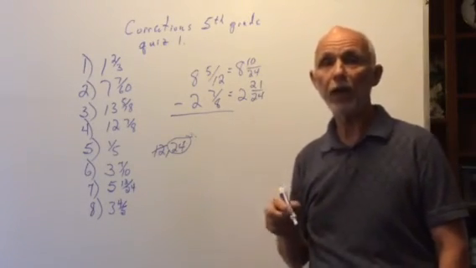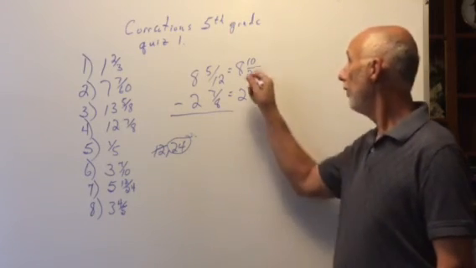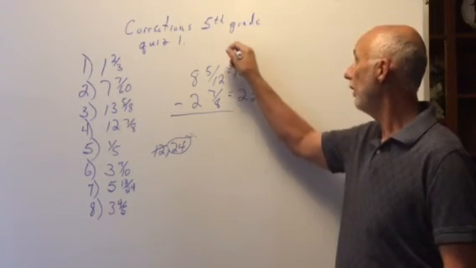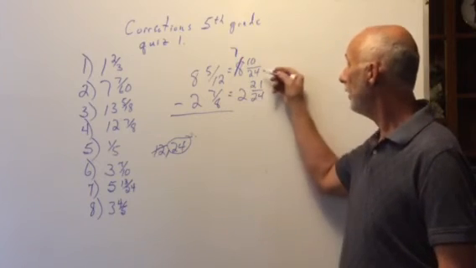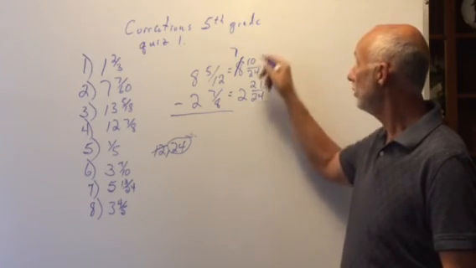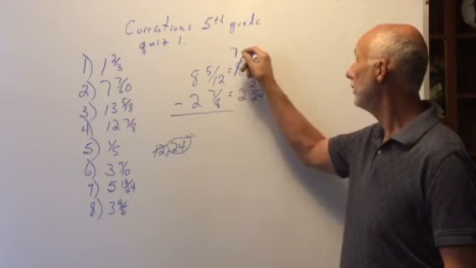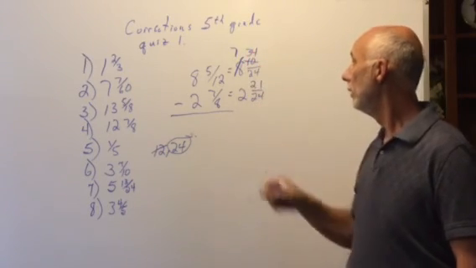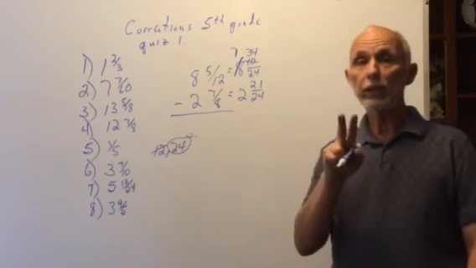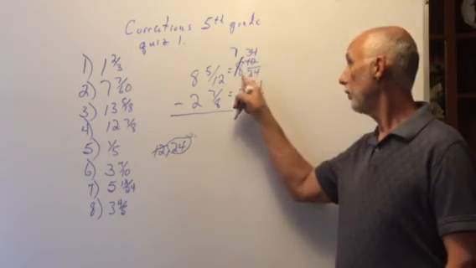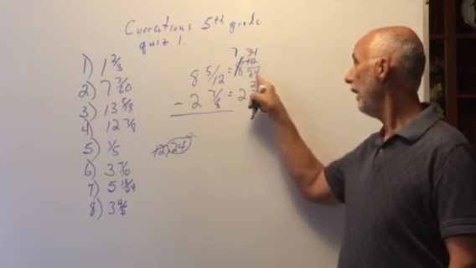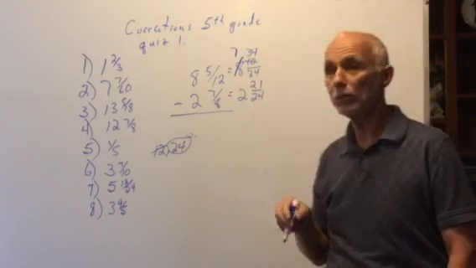So again, I have to borrow, and it's 2 steps. First, cross out the whole number and make it one less. Then add your denominator to your numerator to get your new numerator. 24 plus 10 is 34. Those are the 2 things you always must remember. Cross out the whole number and make it one less. Add the denominator to the numerator, get the new numerator.